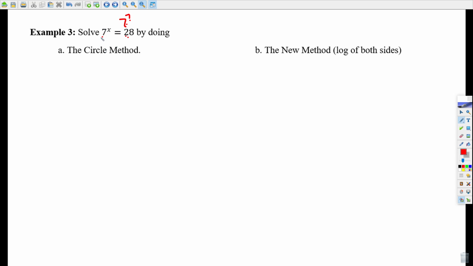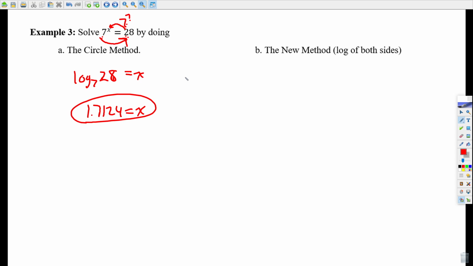So the circle method tells you that you would do log, remember you start with the base, 7, go around the circle, of 28, back to equals x. And then you just type that into the calculator, which I will do as well, but I have to use Desmos over here. So log base 7, 28. I got 1.7124. Usually do 4 decimal places.